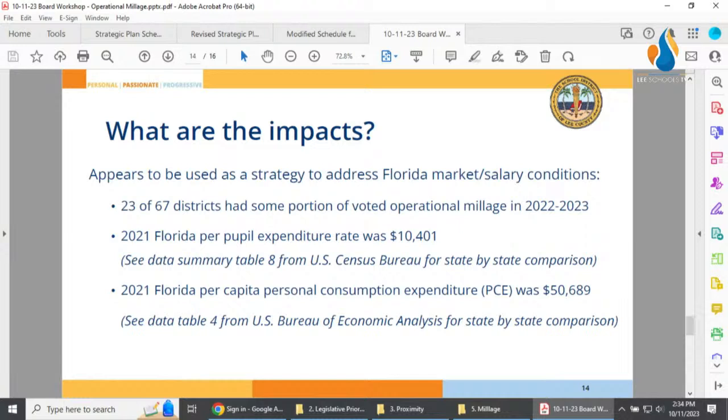And I want to differentiate that per pupil expenditure rate versus our funding rate, because the expenditure rate takes all the totality of costs above and beyond that basic FEFP, as well as all the additional costs that are allocated in Florida, which include the voted millages and so forth that can enhance those numbers. So that gives you a sense of where Florida is, not just at the basic funding level, but the total revenue as it is compared on that data table.